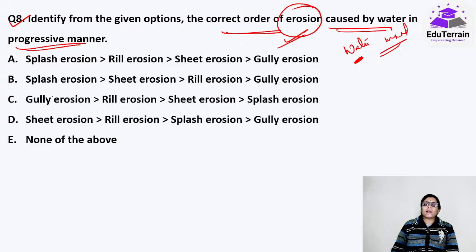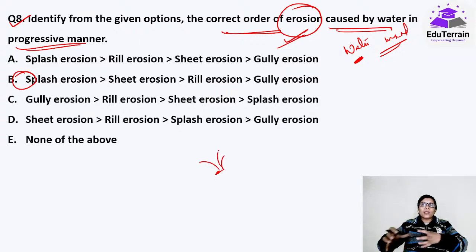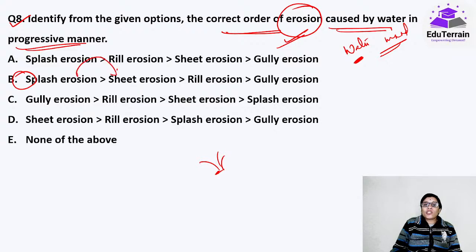The first thing that happens is splash erosion. When it rains, what will happen? The water falls onto the ground and it splashes. While it splashes, it loosens the soil. And if this is not taken care of, how can it be taken care of? By maintaining some vegetation there. If not, this will lead to sheet erosion.